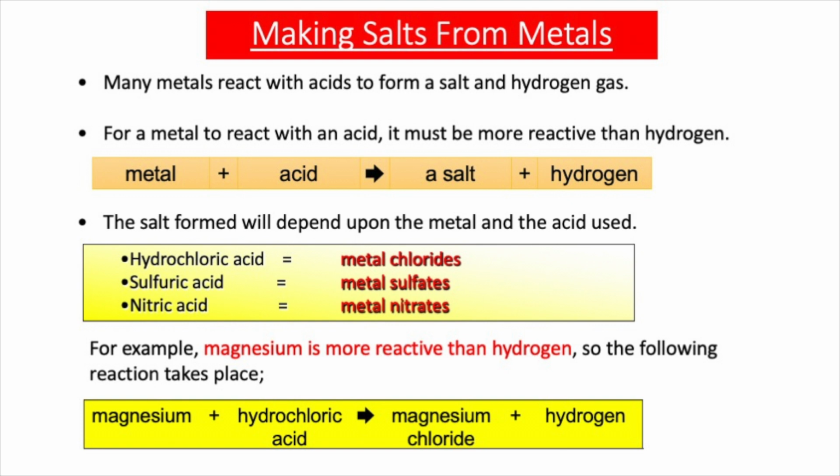If we look at this word equation, we have magnesium reacting with hydrochloric acid to form magnesium chloride and hydrogen gas. This reaction works because magnesium is more reactive than hydrogen. Metals such as copper are less reactive than hydrogen and therefore are not able to react with acids to form salts and hydrogen, because metals such as copper can't displace hydrogen from acids.